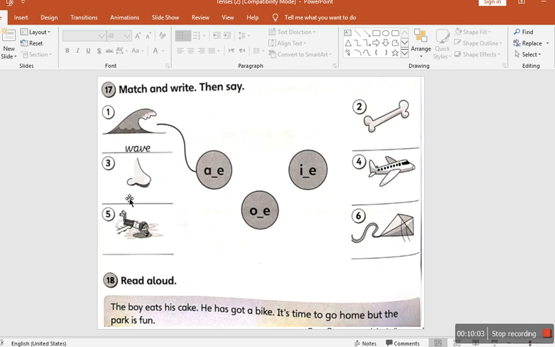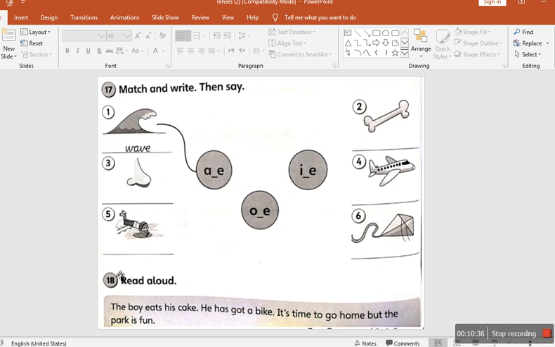Nose. N-O-S-E. And match it with O-E. You all know about this. Plane. Yeah, that's right. Here we have dive. Dive with I-E. And the last one, of course, is kite. Kite with I-E.